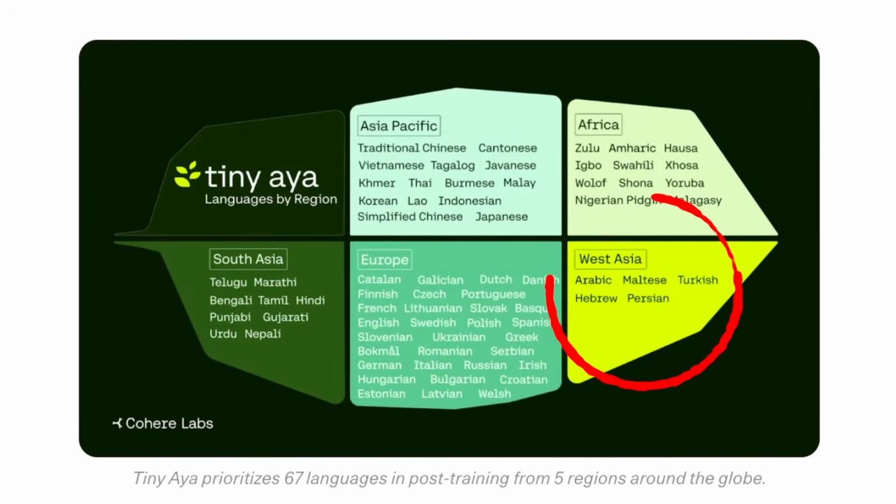So the first up that we've got is the TinyAya-Earth. So this is a merge of West Asia, Africa, and some of the European languages in here. So that has things like Arabic, Turkish, Hebrew, then 10 different languages from Africa, and then as well as 31 languages from Europe.